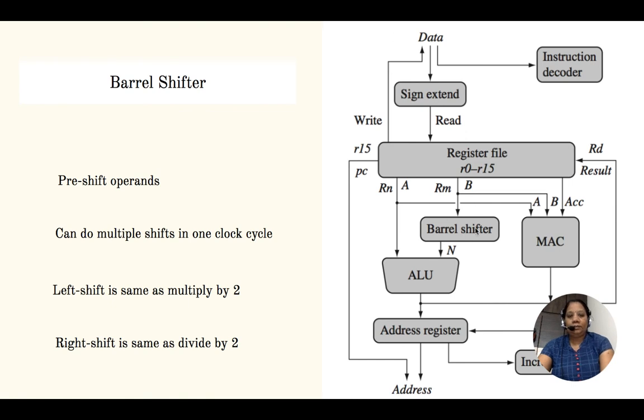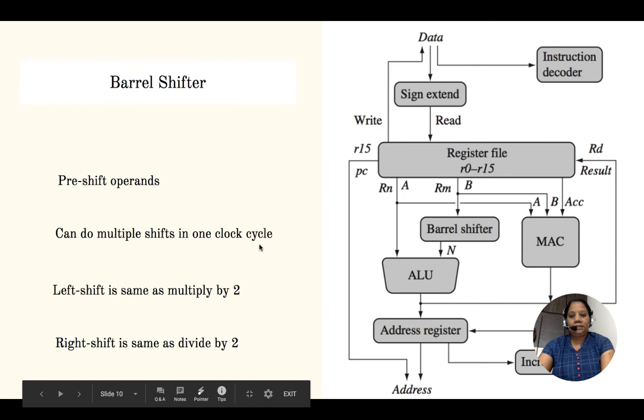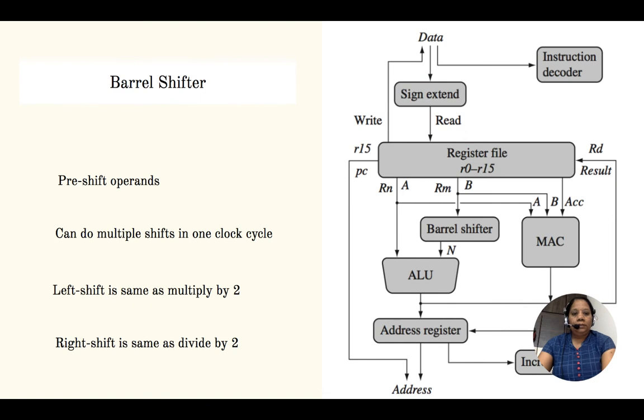Here you have the barrel shifter, and it is nothing but a combination of logic shifters, which means that it can do multiple shifts in one clock cycle. That is why it is named the barrel shifter. Whenever you do a left shift, it is the same as multiplying by 2, and whenever we do a right shift, it is the same as dividing by 2. So that is about the barrel shifter.